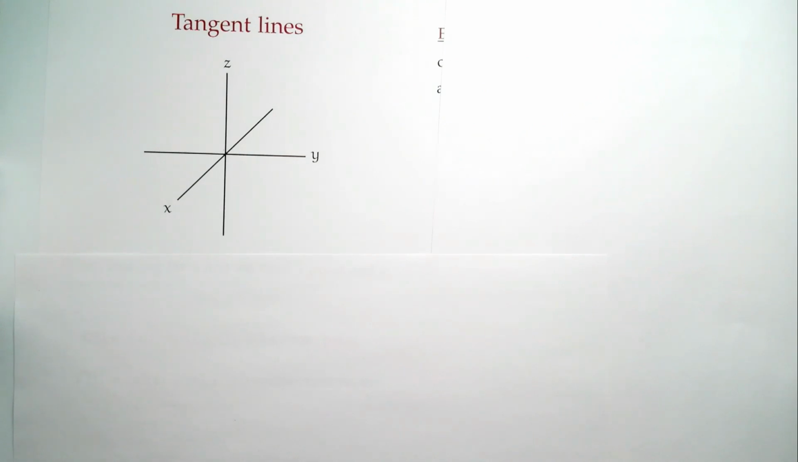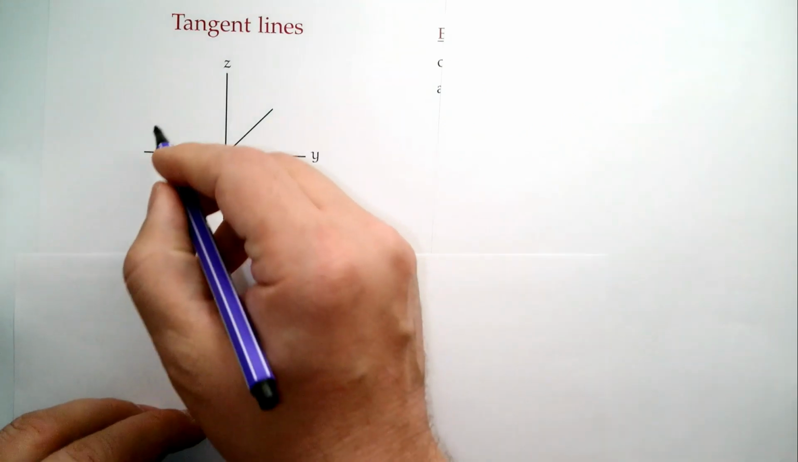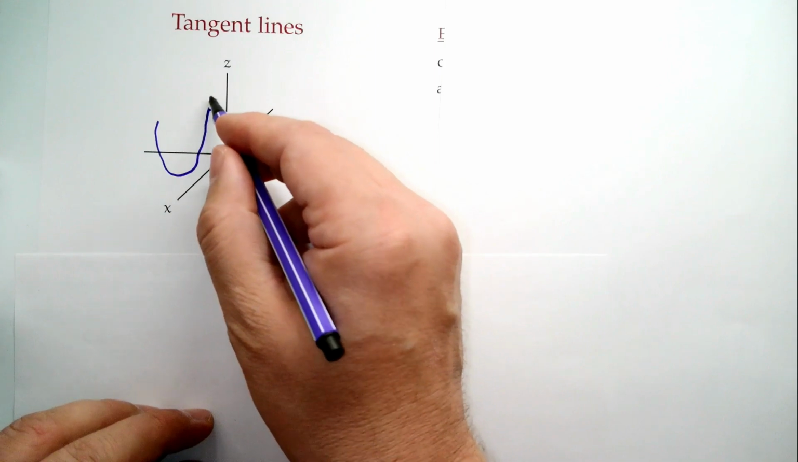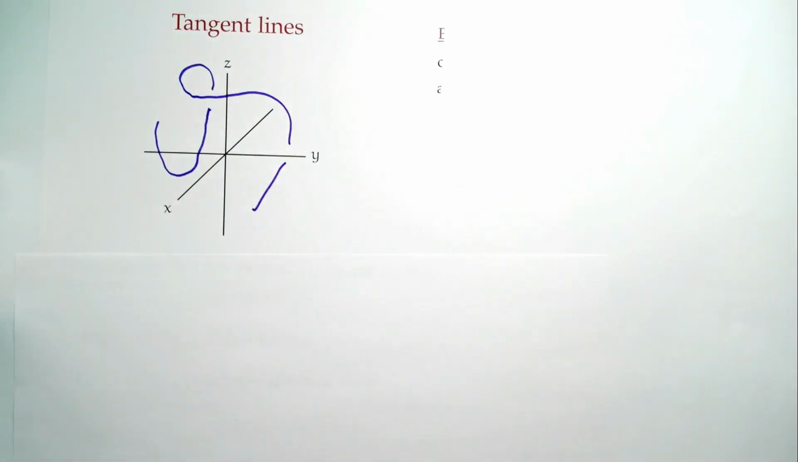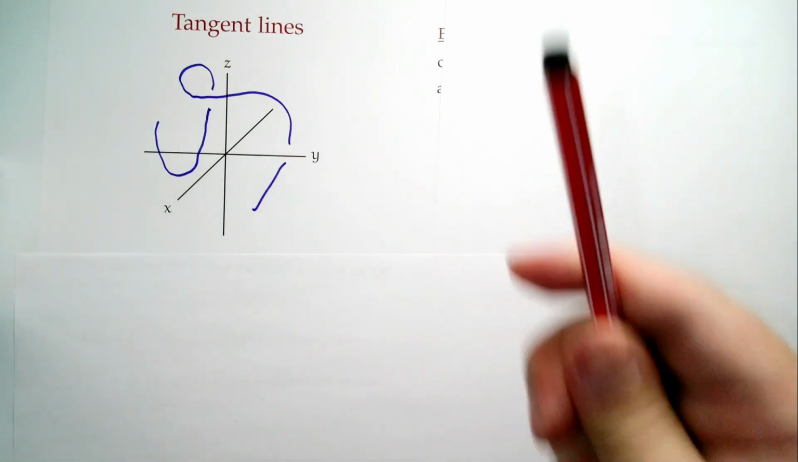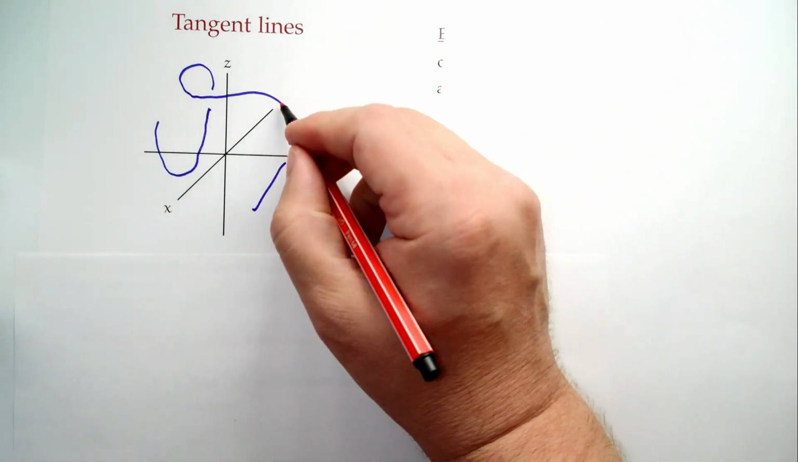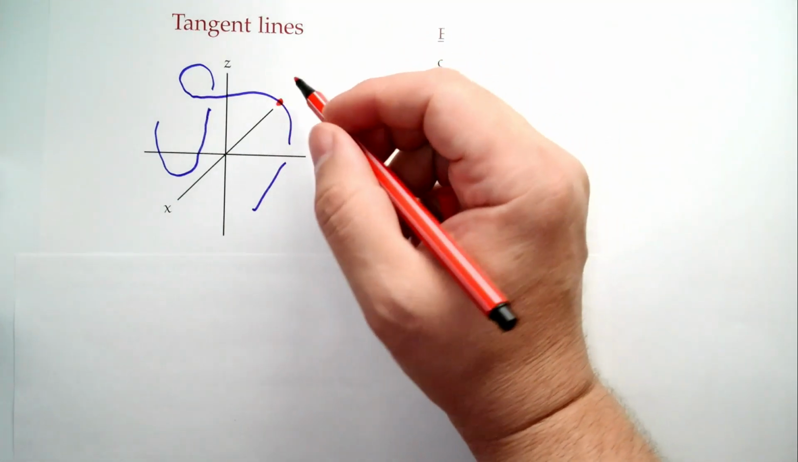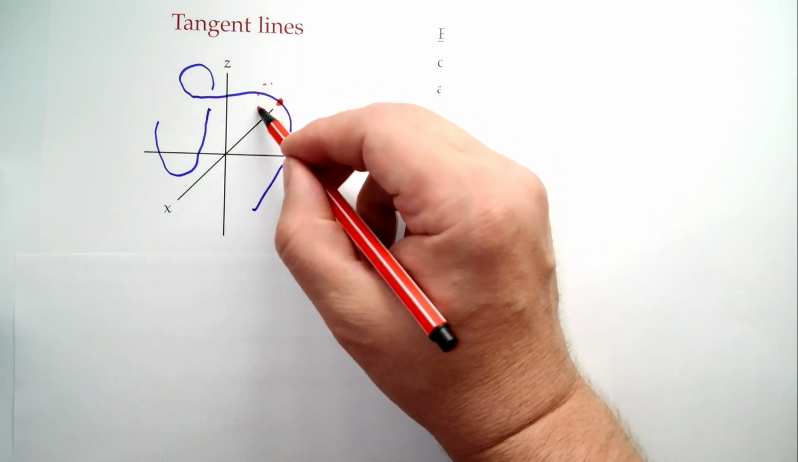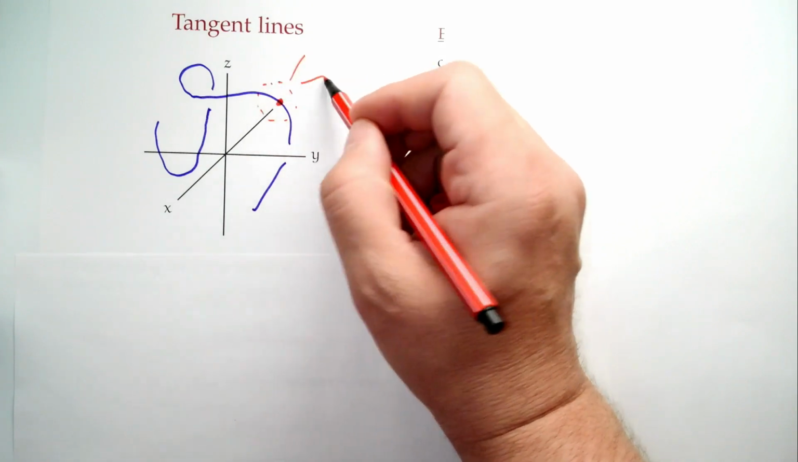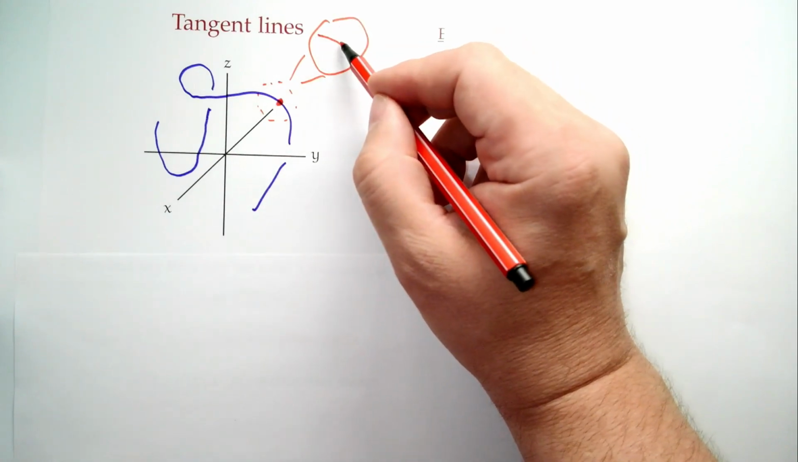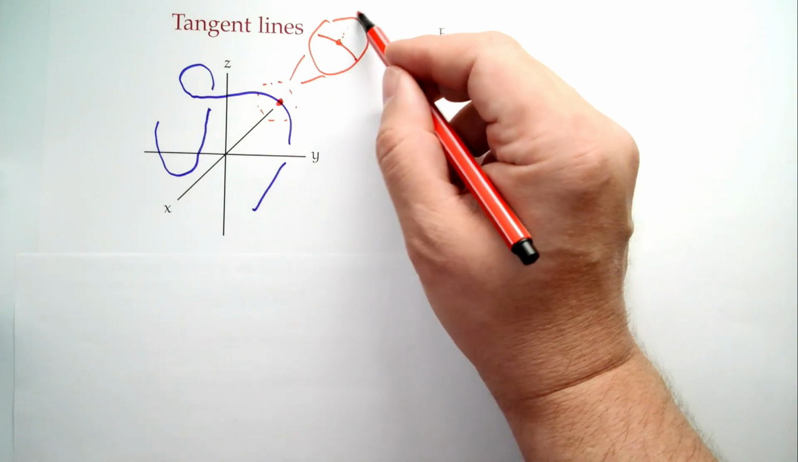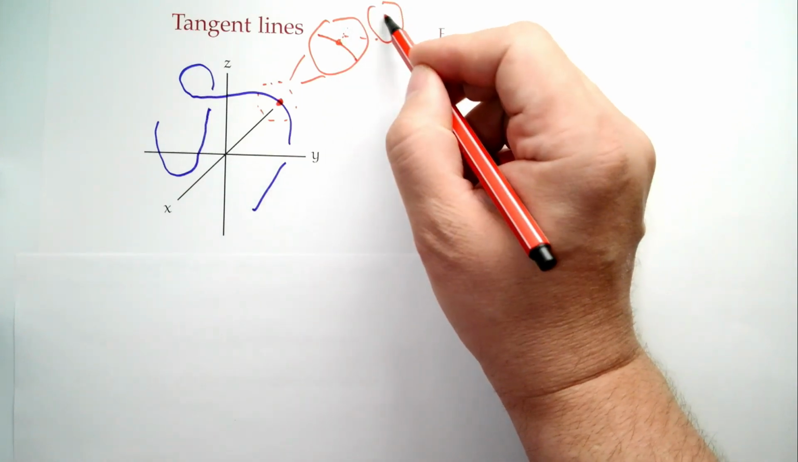I have my space here, and I have some vector valued function doing something unusual, but that's okay. There's my vector valued function. And I can ask the question, what's happening at a particular point? So if you think back to our philosophy, remember what we said. Imagine that you took this point and you were to zoom in. If you zoomed in, it would start to look flatter. And if you kept zooming in, eventually it would look very, very flat.